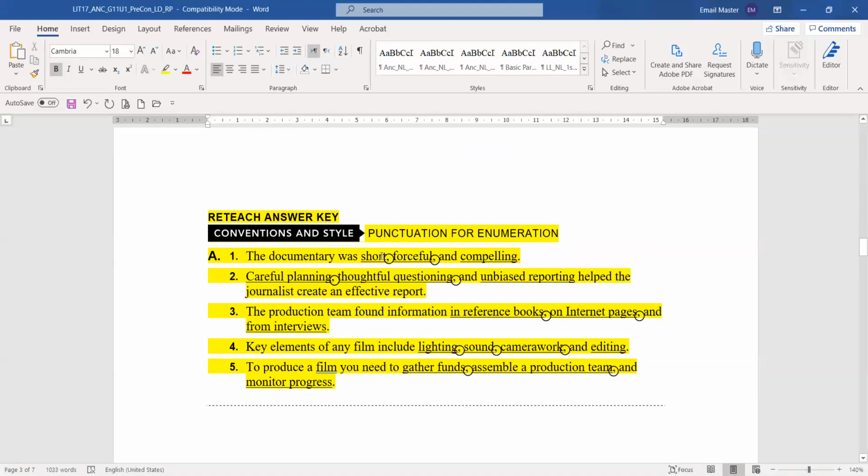And then we underline here the enumerated words: short, forceful, and compelling for number one. And number two, careful planning, thoughtful questioning, and unbiased reporting. Number three, in reference books, on internet pages, and from interviews. Number four, lighting, sound, camera work, editing. Number five, film. To produce a film, you need to gather funds, assemble a production team, and monitor progress. So basically, the writer uses nouns here, prepositional phrases, and verbs in the sentences. They are all grouped together.